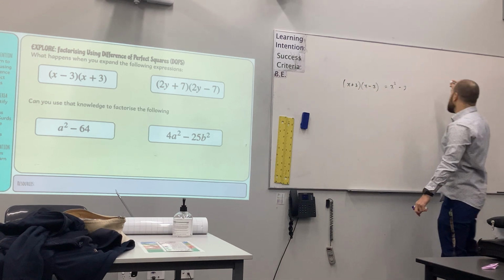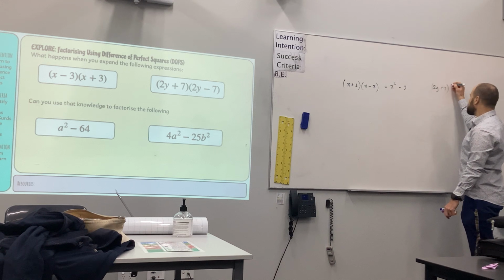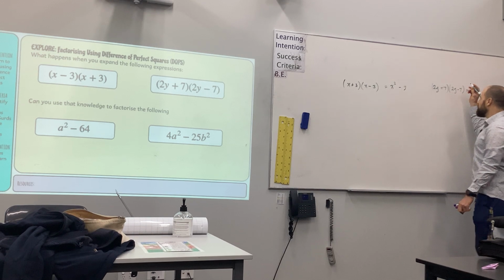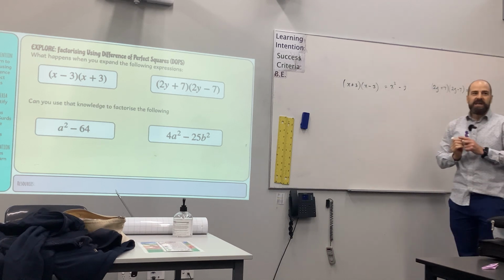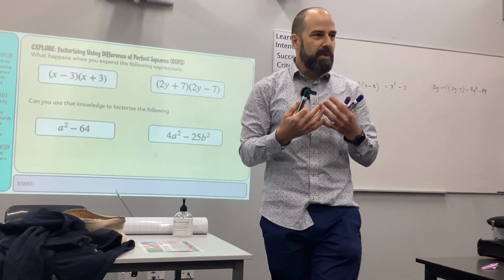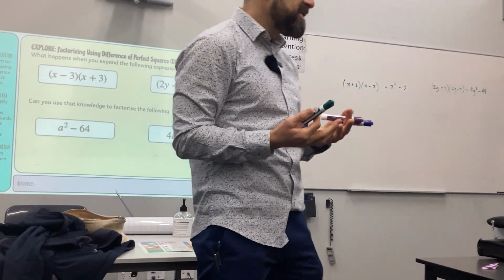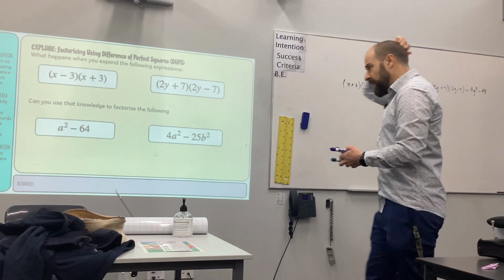All right? So for that second bracket, 2y plus 7, 2y minus 7, I'm hoping that you got the shortcut and you just got 4y squared minus 49. If you didn't use the shortcut, that's fine. But remember, we talked about trying to be as efficient as possible. So if you can develop those shortcuts, a bonus.